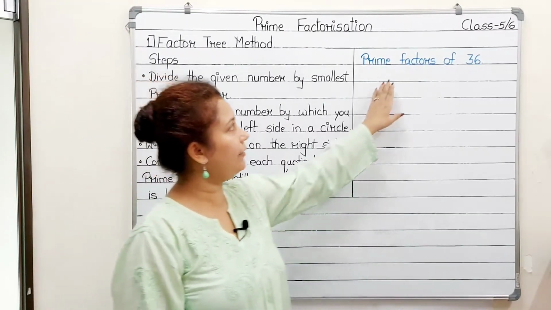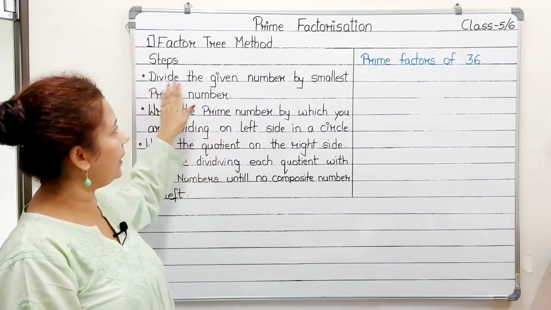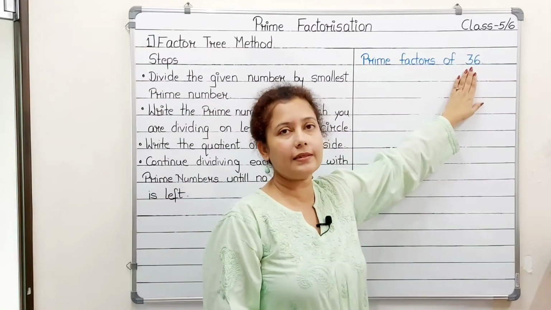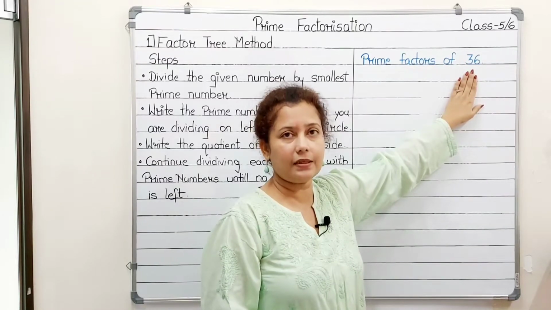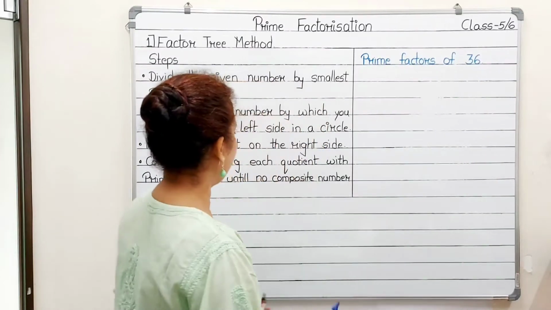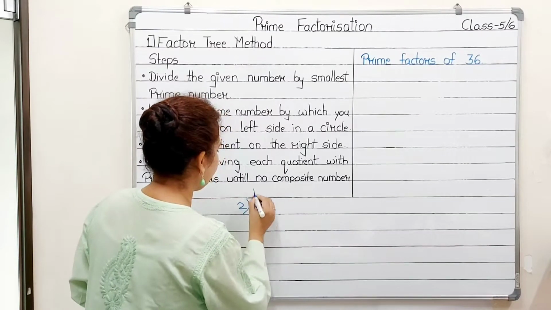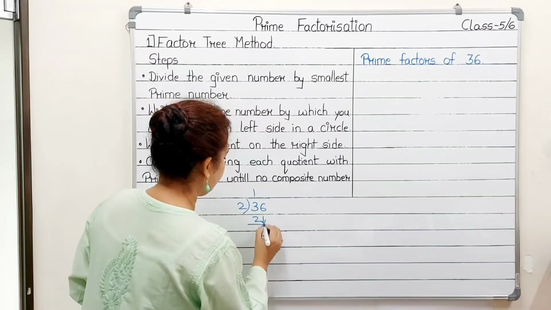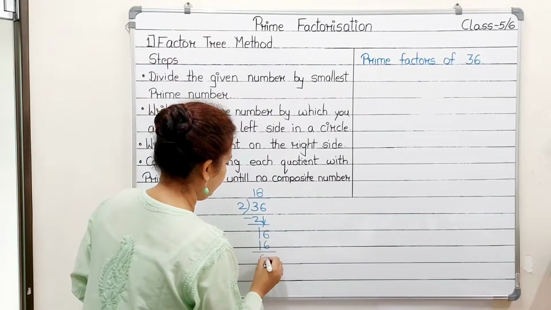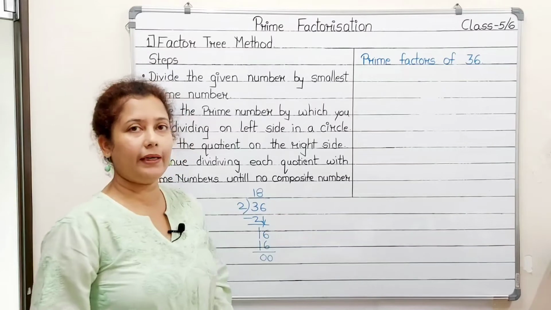Now we will find the prime factors of 36 by following these steps. The first step is to divide the given number by the smallest prime number. So we have to see whether 36 is divisible by 2. 6 is present at its ones place, so it is an even number, so it is divisible by 2. So here we will divide it by 2. 36 divided by 2. After dividing, we will get 18 as a quotient.